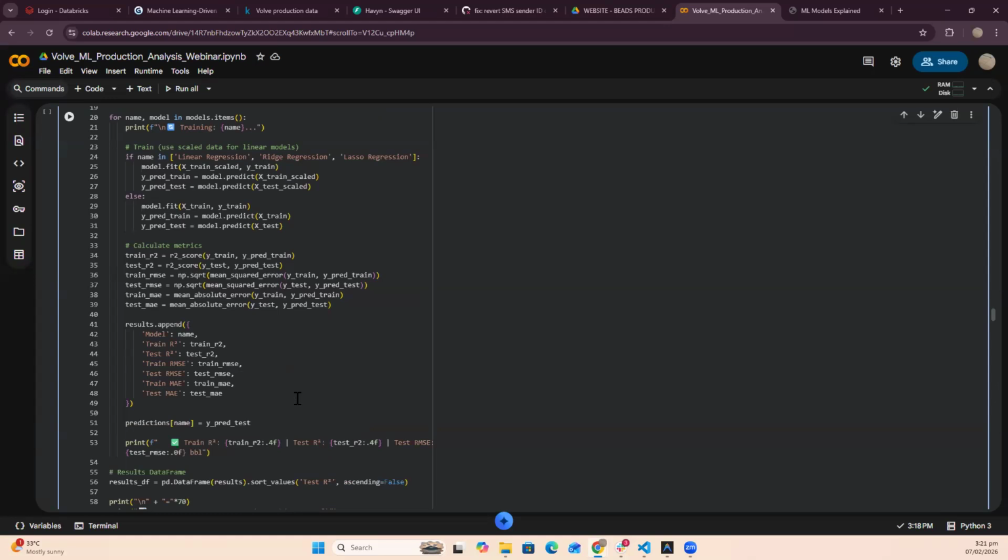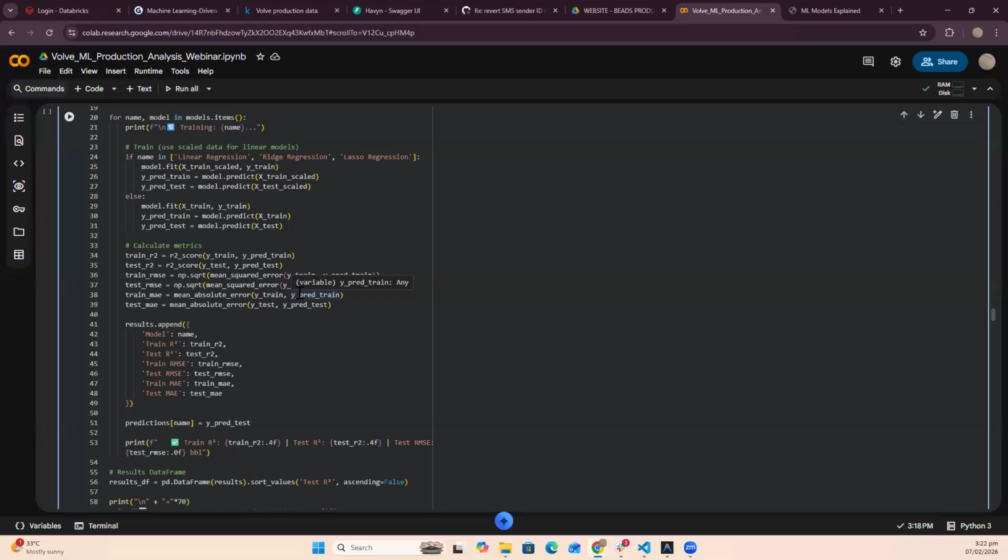The metrics that we are going to use are R squared and root mean squared error. R squared tells us how much behavior the model has learned. It measures the behavior that the model has learned. So if we are getting closer to one, that means the model has really learned well.